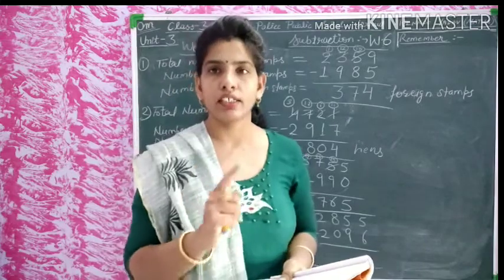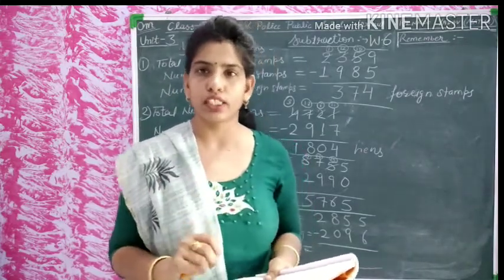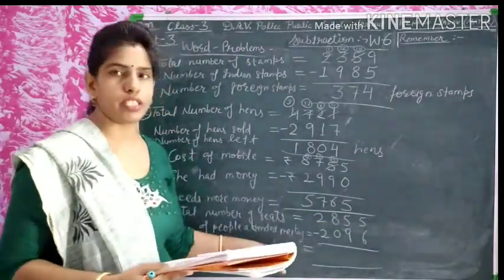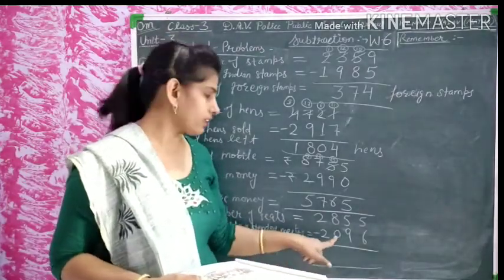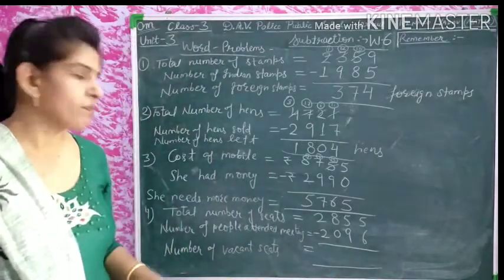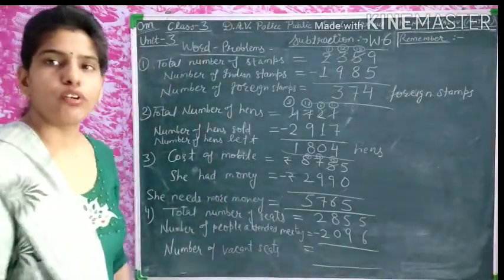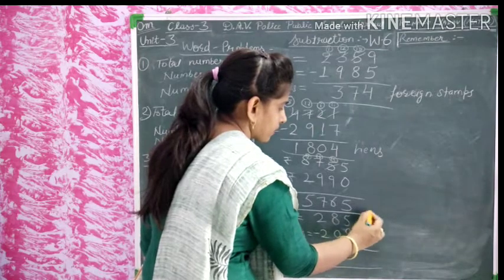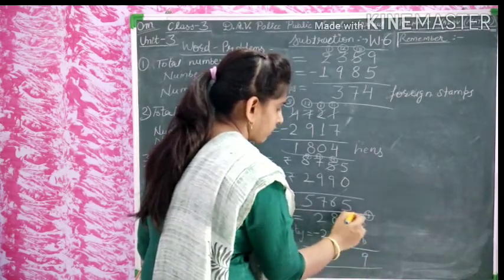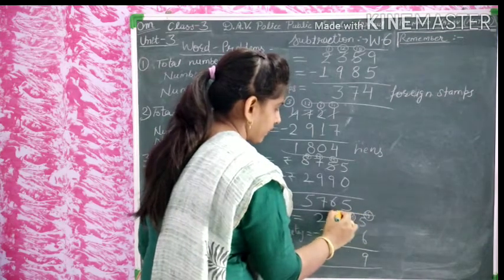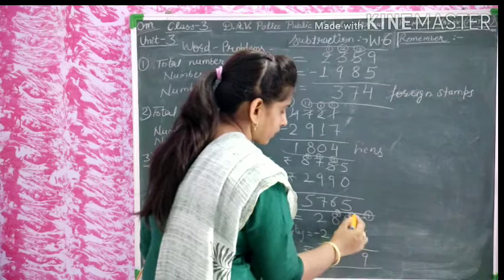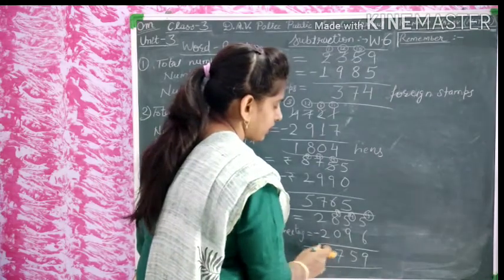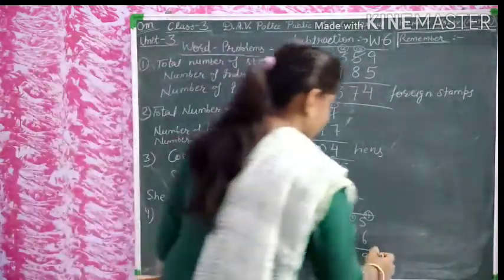There is a meeting, and in the hall the total number of seats is 2,855. On a particular day there was a meeting, and 2,096 people attended the meeting. Now how many seats were vacant? For vacant seats, the remaining seats, we have to calculate the difference here. 15 minus 6, that is 9 here, and we have carried from this, so there is 14 here. We have carried from this, 7. 14 minus 9, that is 5 here. 7 minus 0, that is 0 here. 2 minus 2, that is 0 here. So 759 seats.